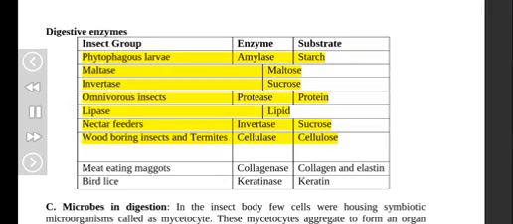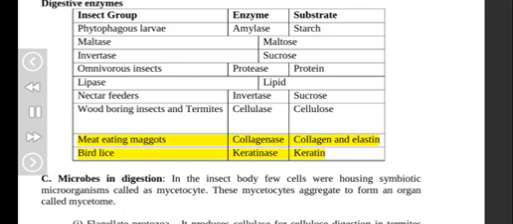Phytophagous larva: amylase, starch; maltase, maltose; invertase, sucrose. Omnivorous insects: protease, protein; lipase, lipid. Nectar feeders: invertase, sucrose. Wood boring insects and termites: cellulase, cellulose. Meat-eating maggots: collagenase, collagen and elastin. Bird lice: keratinase, keratin.